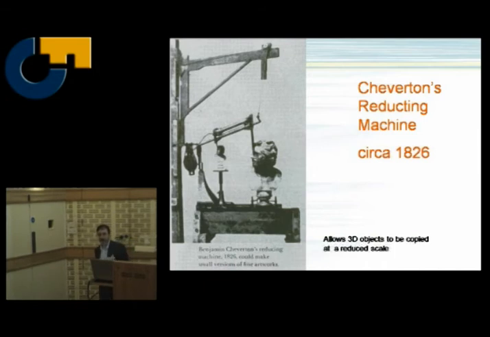Things like pantographs, this is the Chevington reducing machine, which allowed people like the British Museum to copy existing artifacts and sell them in their museum shop of the 1800s. Just a mechanical linkage.